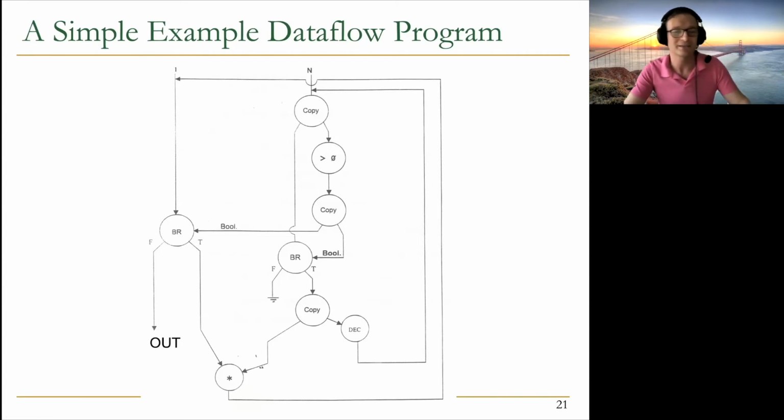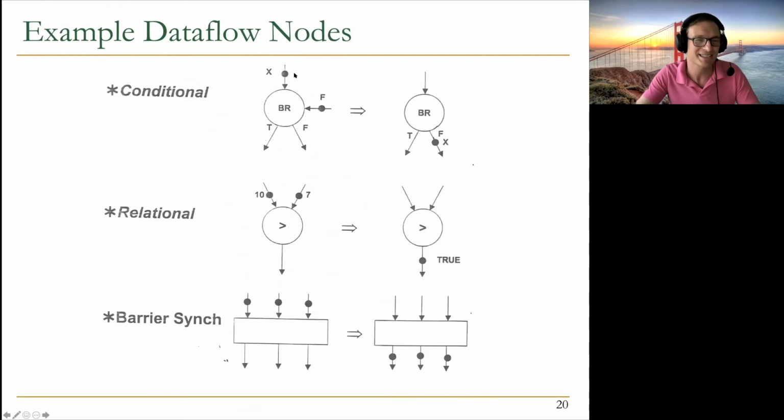That's n factorial. So this may not be the best way or the most parallel way of implementing n factorial in a data flow machine, but this is one way. So I will let people figure this out on their own if they're still processing it. But this is, again, the beauty of data flow.